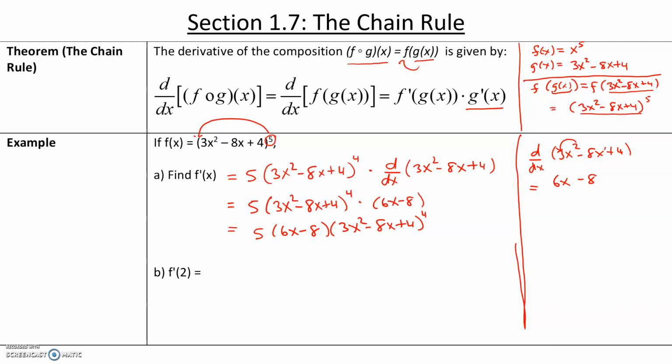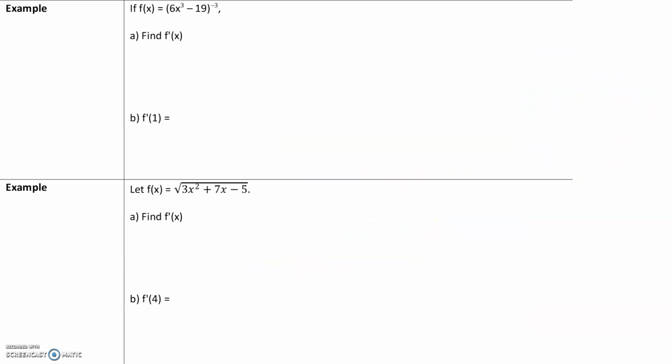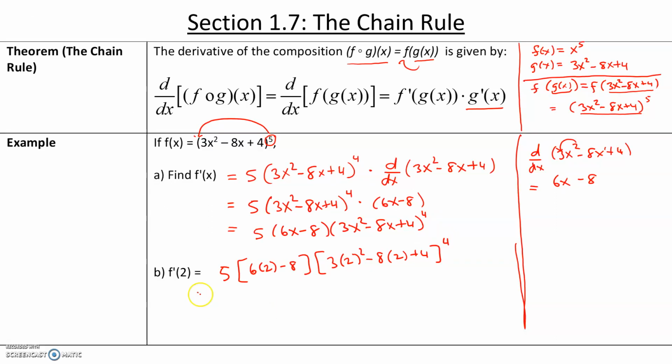Okay, now if you want to find f prime of 2, we're going to replace each of the x's with 2. So this will give you 5 times 6 times 2 minus 8, that's 6x minus 8, x is 2, times 3 times 2 squared minus 8 times 2 plus 4, and that's going to be raised to the fourth power. Okay, let's keep simplifying this.